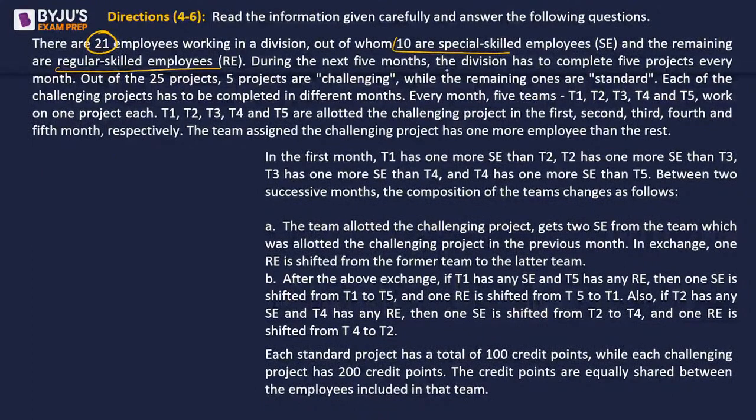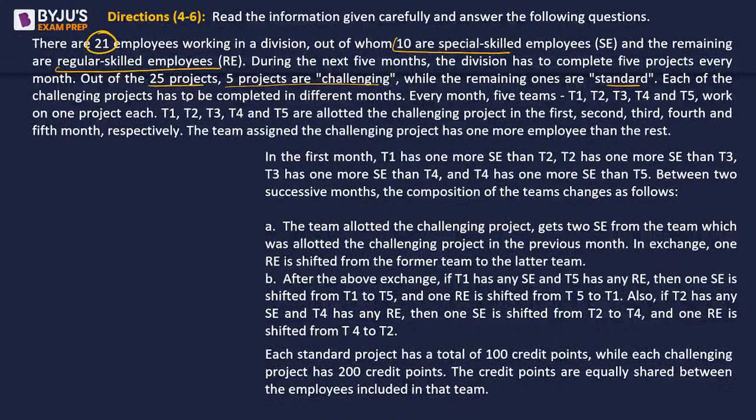Now, during the next 5 months, the division has to complete 5 projects every 5 months. So, 5 projects every 5 months, that means a total of 25 projects. Out of 25 projects, 5 projects are challenging, okay, while the remaining are standard. दो टाइप के प्रोजेक्ट हैं, challenging and standard. So 5 challenging and 20 standard projects.